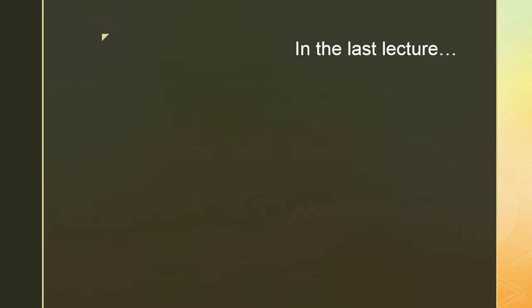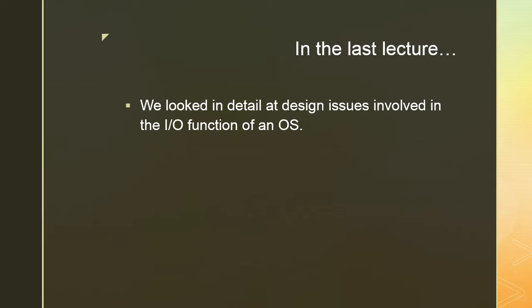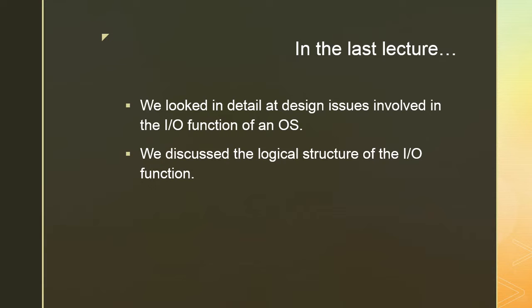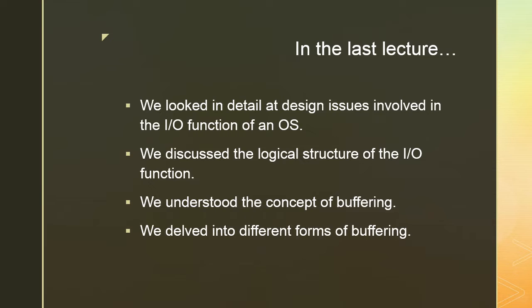In the last lecture, we looked in detail at design issues involved in the I/O function of an operating system. We discussed the logical structure of the I/O function. We understood the concept of buffering. We delved into different forms of buffering. We discussed disk scheduling.